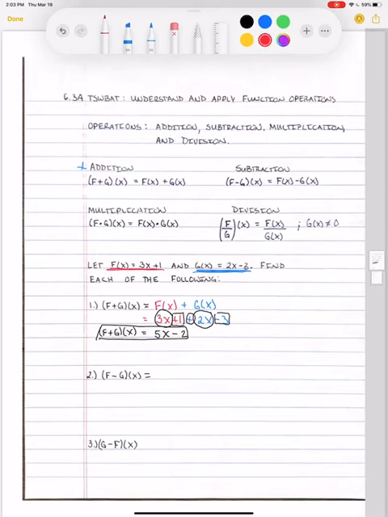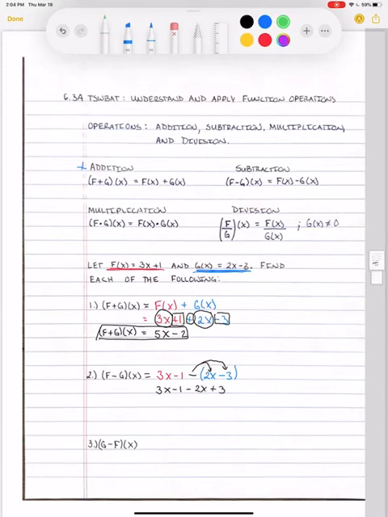In example 2, it says f minus g. f is first, so f is 3x plus 1, and I'm subtracting g(x). g(x) is again 2x minus 3. Now I want to make sure that I subtract all of g(x), so I'm going to put all of g(x) in parentheses. This forces me to subtract both pieces by distributing that subtraction sign. So this is going to be 3x plus 1 minus 2x plus 3.